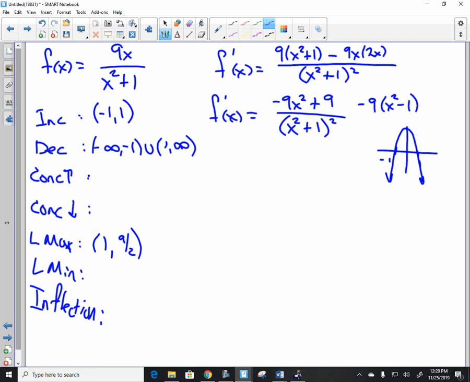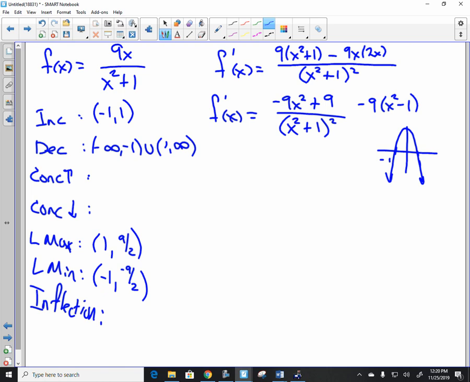Local minimum occurs when it changes from negative to positive. Where does it change from negative to positive? At negative 1. If you plug in negative 1, what are you going to get? Negative 9 over 2. Great, we got everything we needed from the first derivative test.